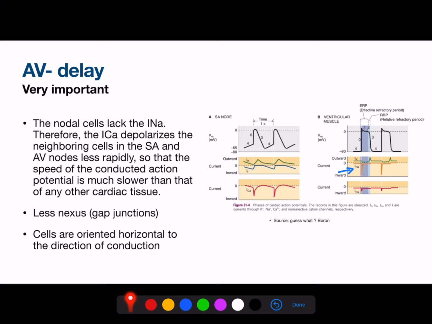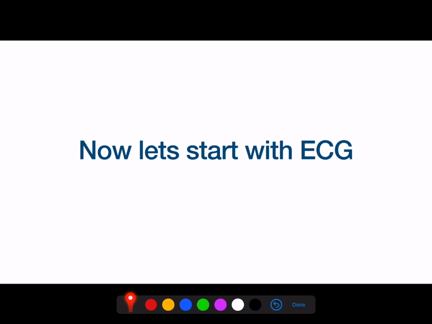This is very important because the teachers really want you to understand it if you get this question. You understand the channels and the basic action potentials of the cells. We can start with ECG.